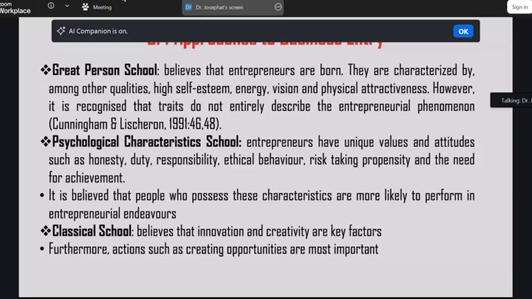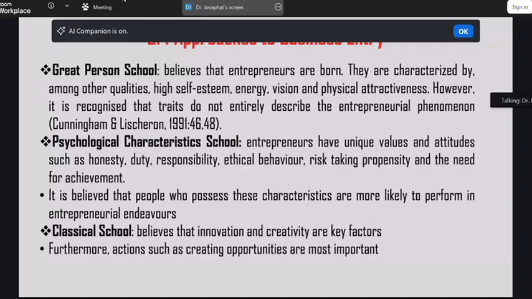Lakini apart from the great person school of thought, kuna psychological characteristics school ambazo tuliziongelea kwenye psychological entrepreneurial based views. So entrepreneurs have a unique value and attitude, such as honesty, duty, responsibility, and ethical behavior, risk taking, prosperity, and the need for achievement.